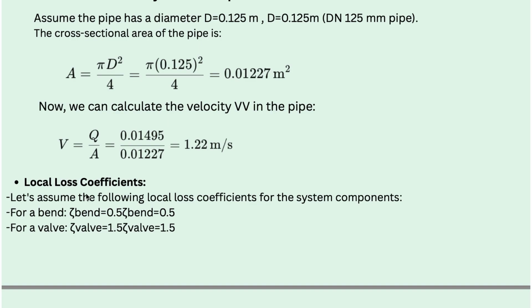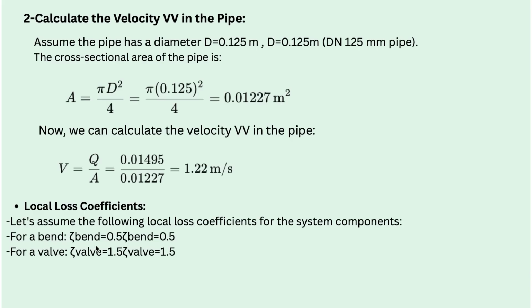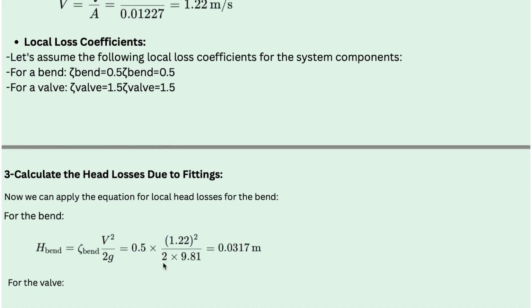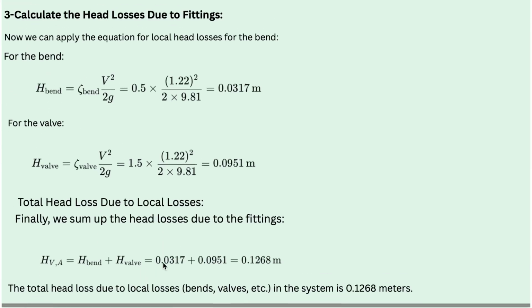Then you calculate the local loss coefficients. So let's assume the following local loss coefficients for the system components. For a bend, it's 0.5. For a valve, it is 1.5. Then you calculate the head losses due to fittings.